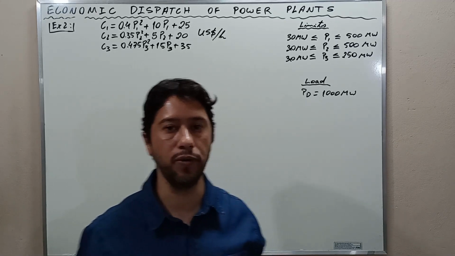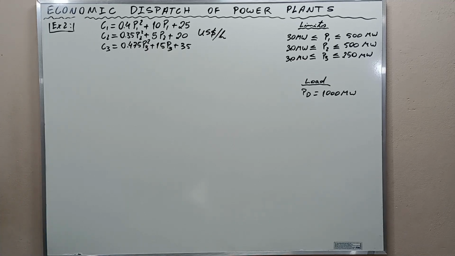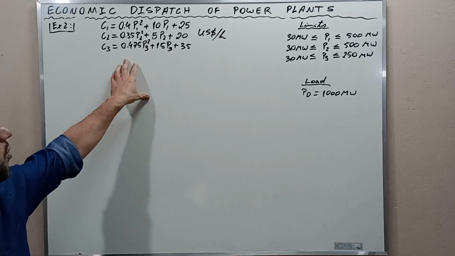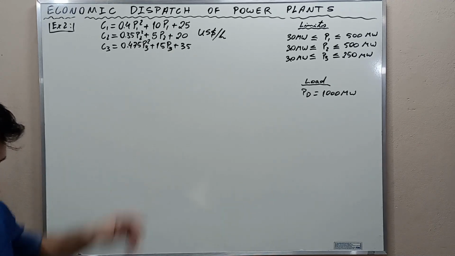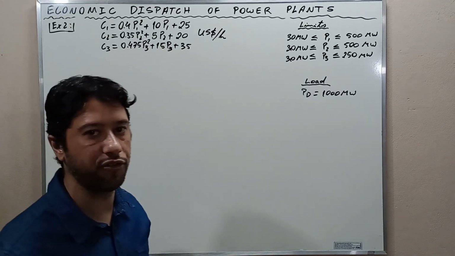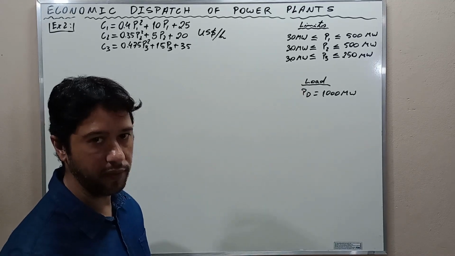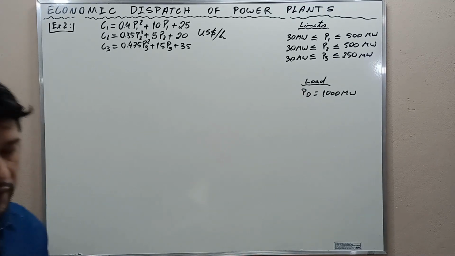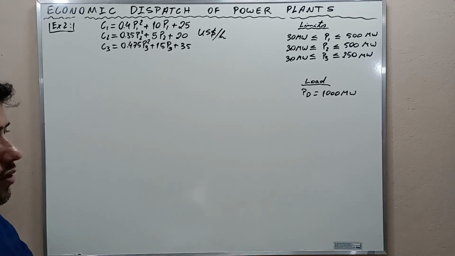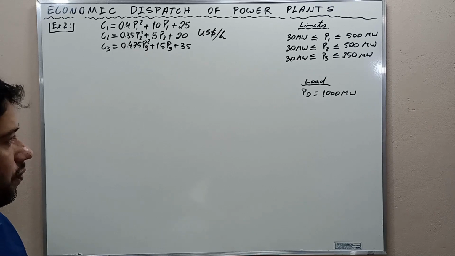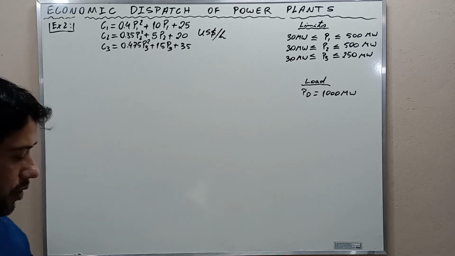Exercise number 2 now. The cost functions of 3 generating units of a thermal power plant are as follows. These are the cost functions. And if the generating limits of these units are as this, question, find the optimal dispatch schedule for a load of 1000 megawatts. Okay, my friends, this is the question. Let's go to the solution.